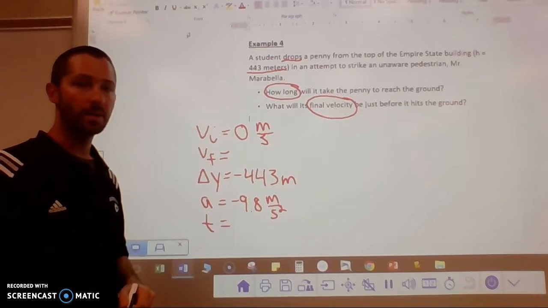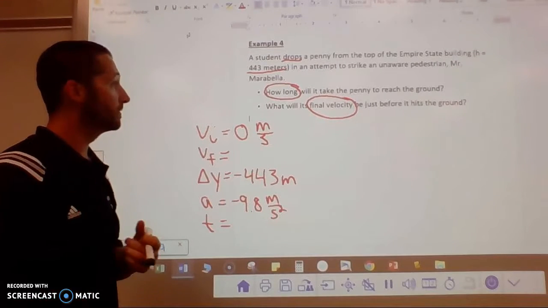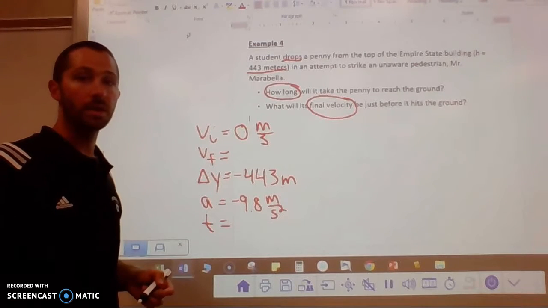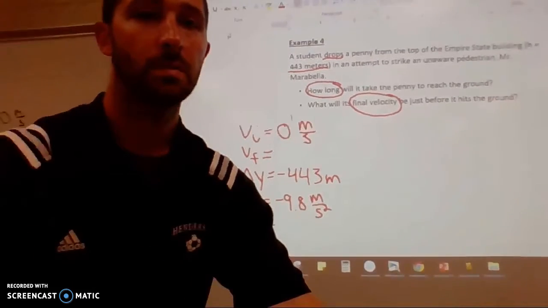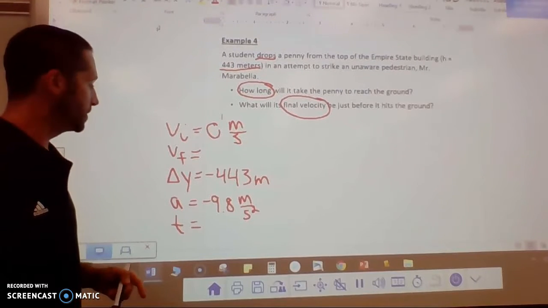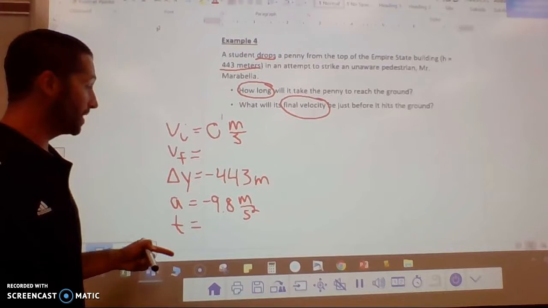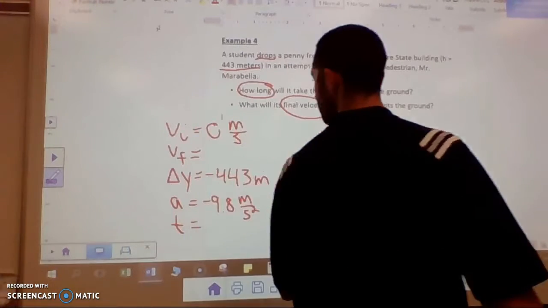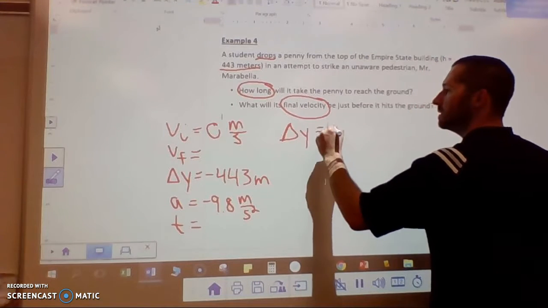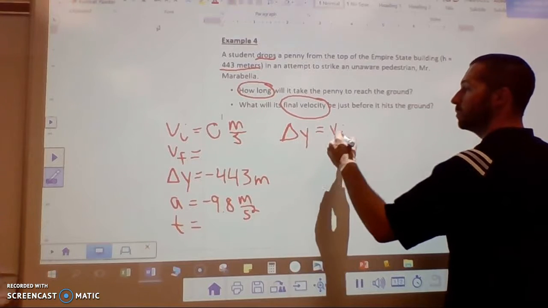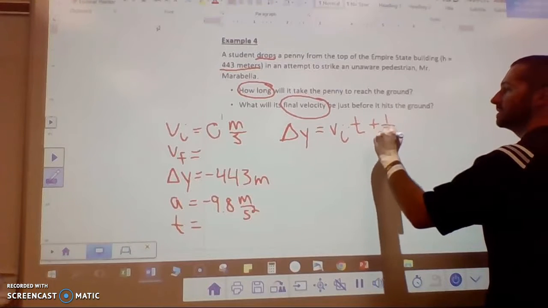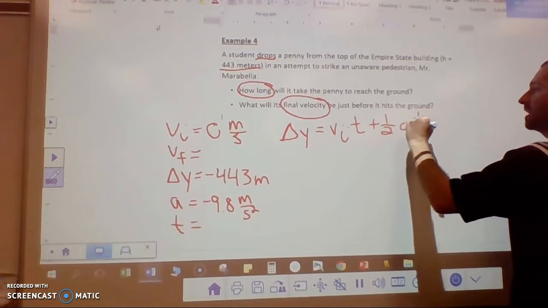We have our three known values. That means I can pick an equation to solve for the other unknown. So the first one in question is how long? How many seconds does it take for the object to fall the 443 meters? So when we're picking an equation, we can't have two unknowns in it, so I'm going to pick an equation that doesn't have Vf in it. And it's going to be this one.